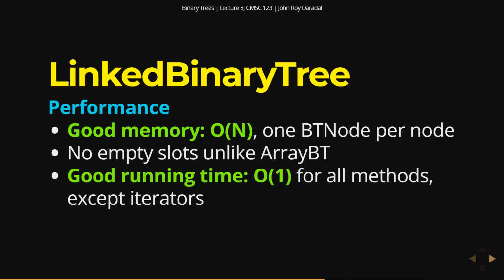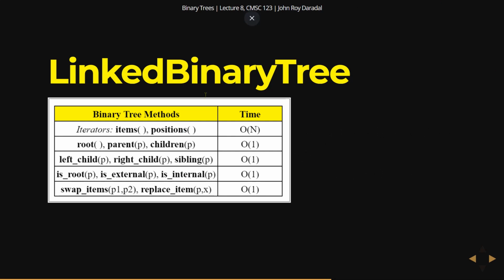Okay, next, for the running time, it also has good running time, which is O of 1 for all of the methods. Of course, except the iterators, because as we said, iterators will have to go through all positions and all items, so that should be O of n naturally, right? So items and positions are O of n because we have to traverse all items and all positions since they are iterators. And then for root, this would be O of 1 because the linked binary tree should keep track of the root node.